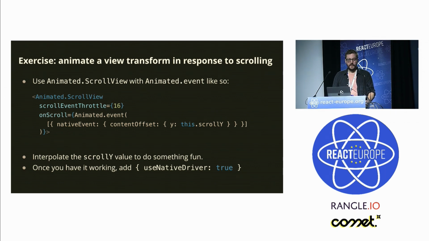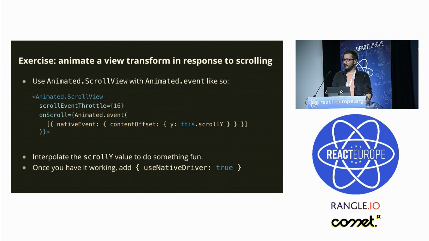All right. So we saw how to do an animation in response to a scroll event using animated event, and how to use native driver along with that so that we're not bound to the JavaScript thread and having to call back in on every event in order to update the animated value. And so we're going to take that knowledge and apply it to gestures really shortly.